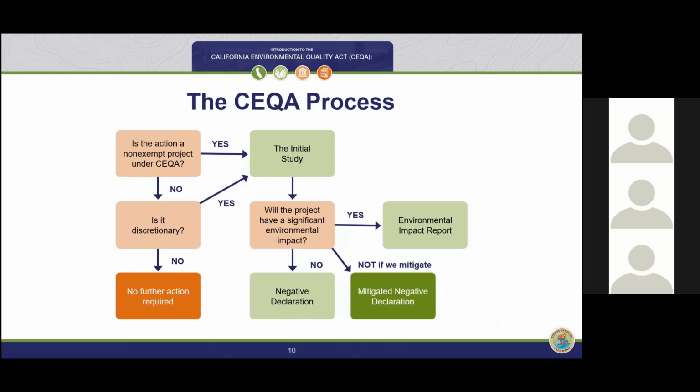So this is the CEQA process, and I realize this is a lot to take in on an online presentation, but it also points to the amount of decisions that need to be made with regards to which type of document needs to be prepared, and it starts with identifying whether the project qualifies for that CEQA exemption. If it doesn't qualify for the exemption, then you do the initial study, and you can determine whether the mitigated negative declaration or the EIR is the appropriate environmental document.